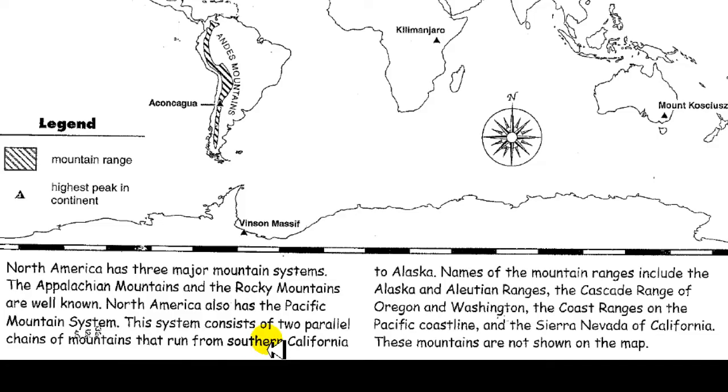Names of the mountain ranges include Alaska and Aleutian Ranges, the Cascade Range of Oregon and Washington, the Coast Range on the Pacific coastline, and the Sierra Nevada of California. These mountains are not shown on the map.